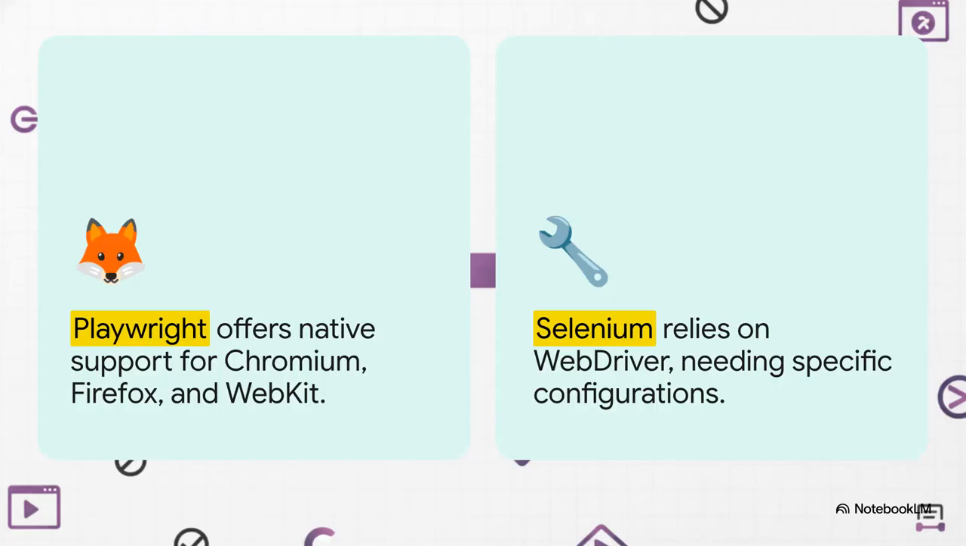Next up is browser compatibility. And this brilliantly illustrates where Playwright really started turning heads. Out of the box, Playwright gives you native support for Chromium, Firefox, and WebKit. So you write a test once, and boom, you easily execute it across different browsers.